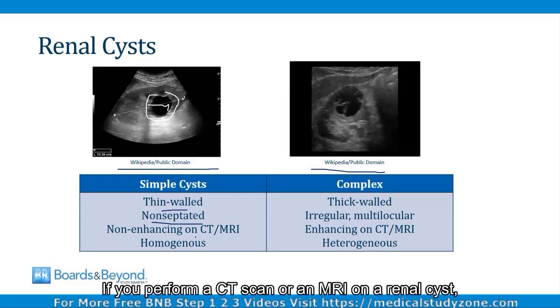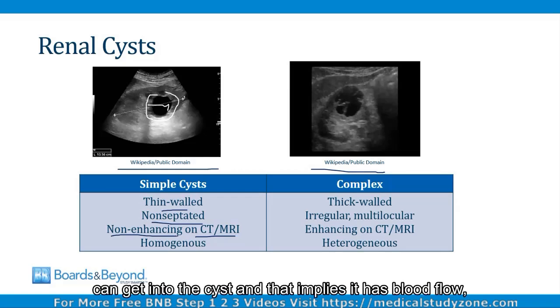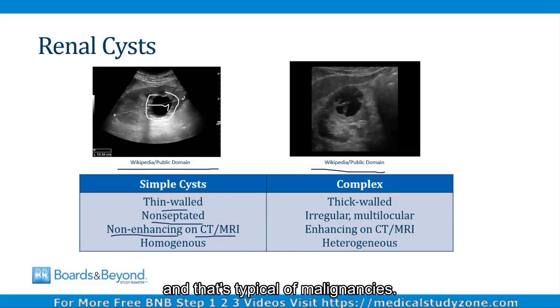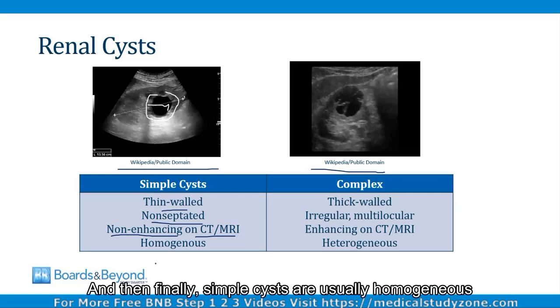If you perform a CAT scan or an MRI on a renal cyst, it will not enhance if it's simple. So enhancement implies that contrast material can get into the cyst, and that implies it has blood flow, and that's typical of malignancies. Simple cysts are usually filled with fluid, and therefore they will not enhance on CT or MRI when you inject contrast material. And then finally, simple cysts are usually homogeneous in appearance.